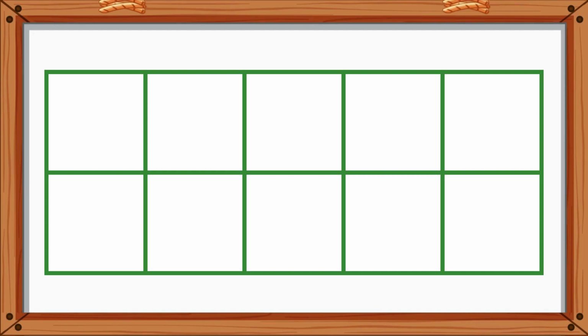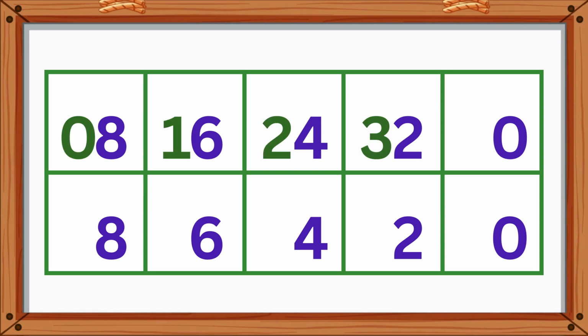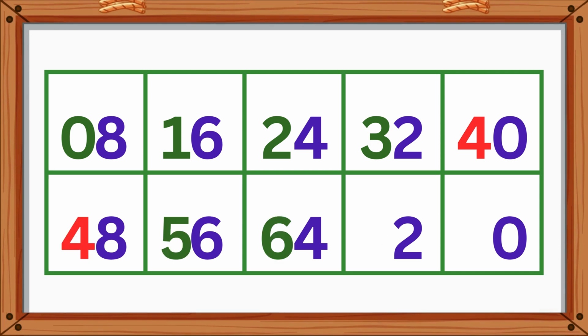Here's a quick recap for the ones' digits. Going from left to right, write 8, 6, 4, 2, and 0 in both rows of the grid. For the tens digits, in the first row, write 0, 1, 2, 3, and 4 in front of each of the ones' digits. In the second row, write 4, 5, 6, 7, and 8 in front of each of the ones' digits. Here's another way of using this grid trick.